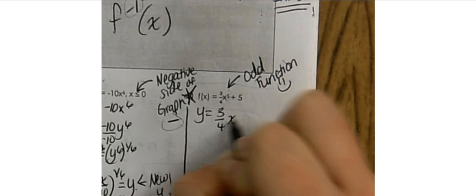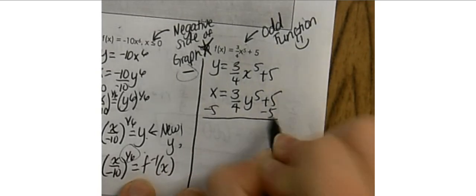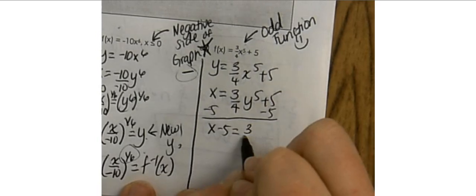All right, so like I said, this is an odd function. And odd functions are nice. You don't have to really do a lot of thinking. There will be no plus or minus or anything awkward like that. So I have y is equal to 3/4 x to the 5th power plus 5. From here, I'm going to switch my x and y values. So we have x is equal to 3/4 times y to the 5th plus 5. I need to get y alone, so I'm going to subtract 5 on both sides, and I end up with x minus 5 is equal to 3/4 times y to the 5th power.